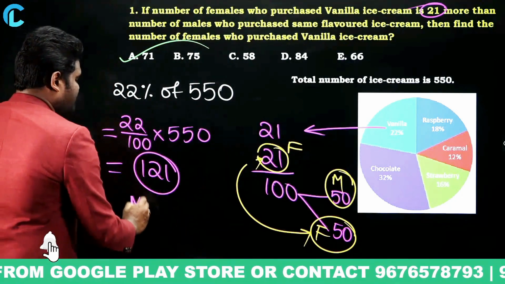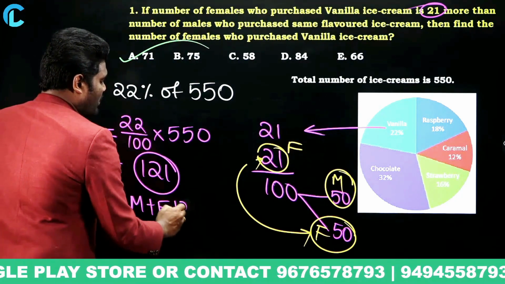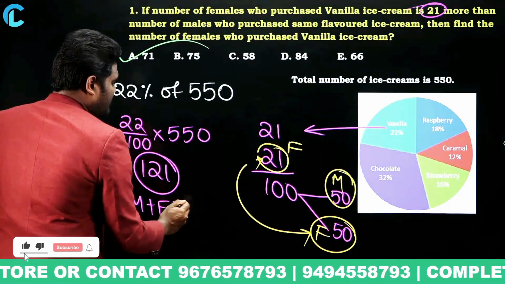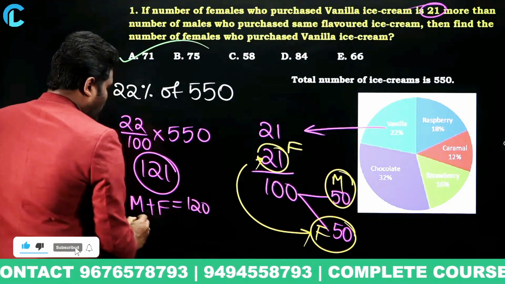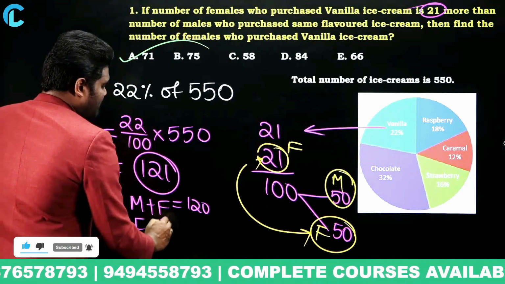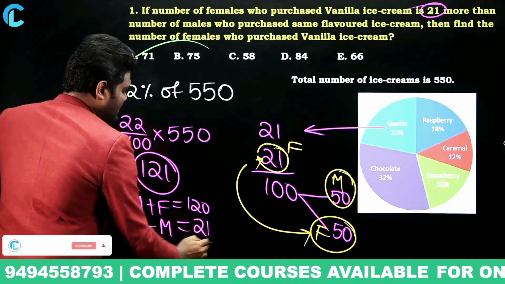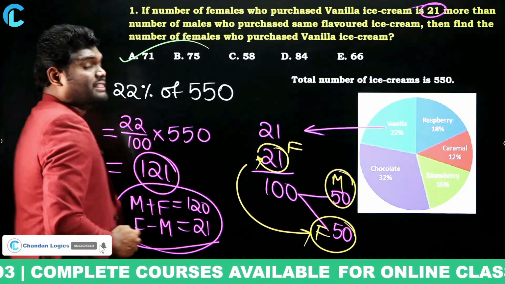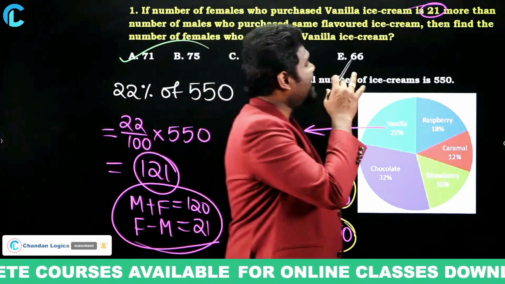So male plus female is equal to 121. Yes or no? Male plus female equals 121. Now the difference between female and male is 21. Once I simplify this, I will come to know the total number of females.